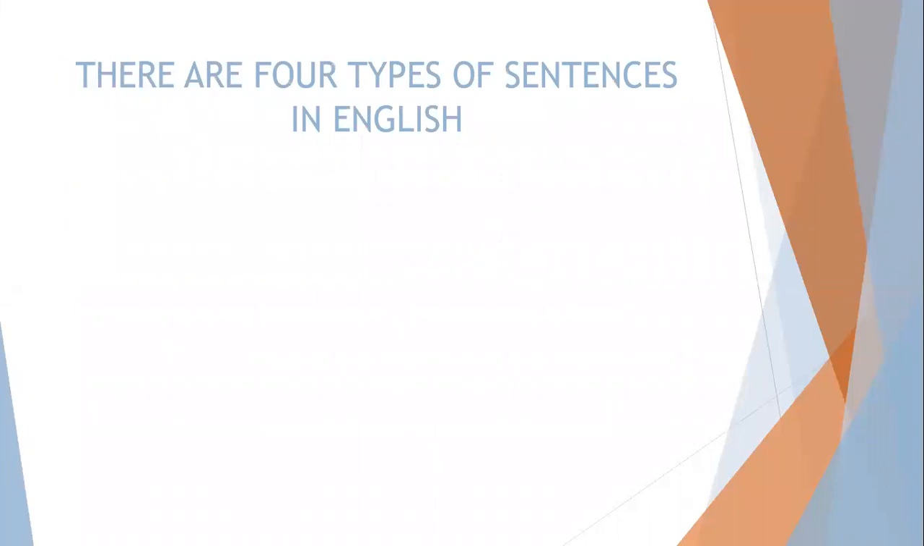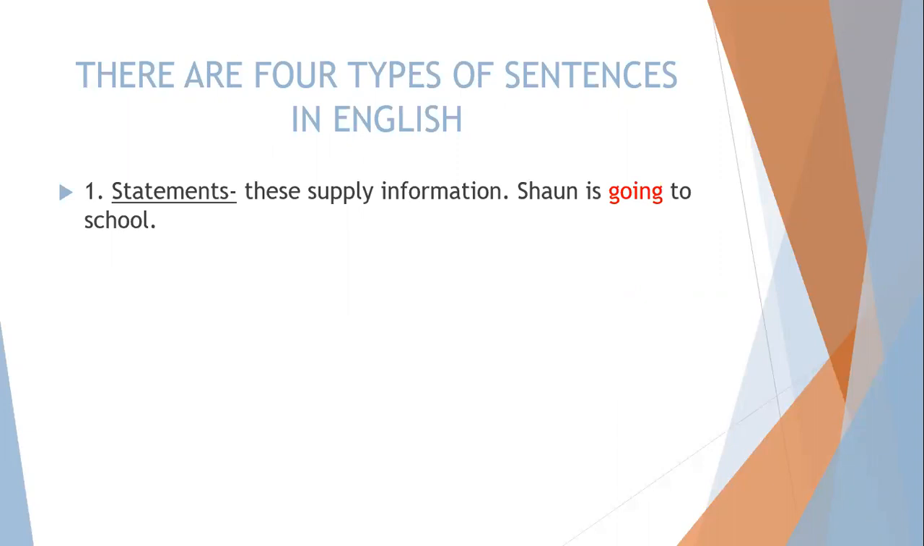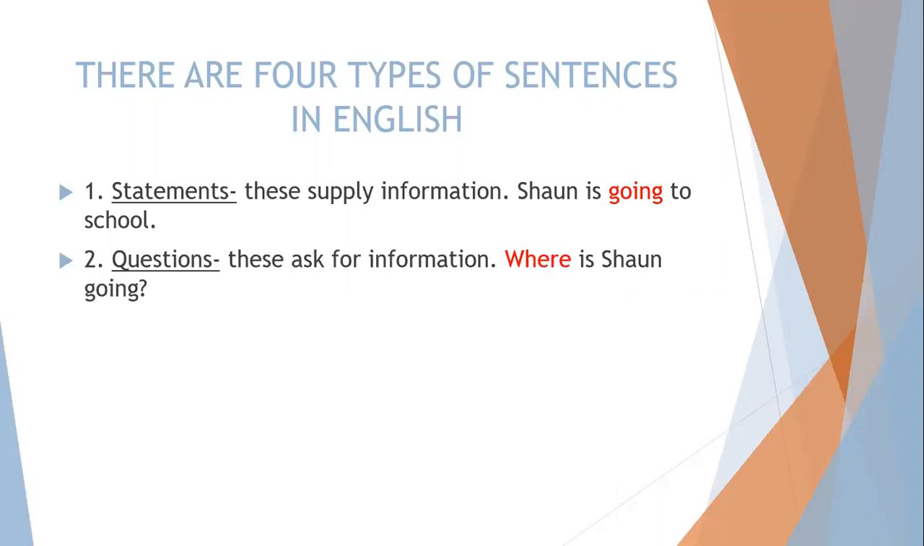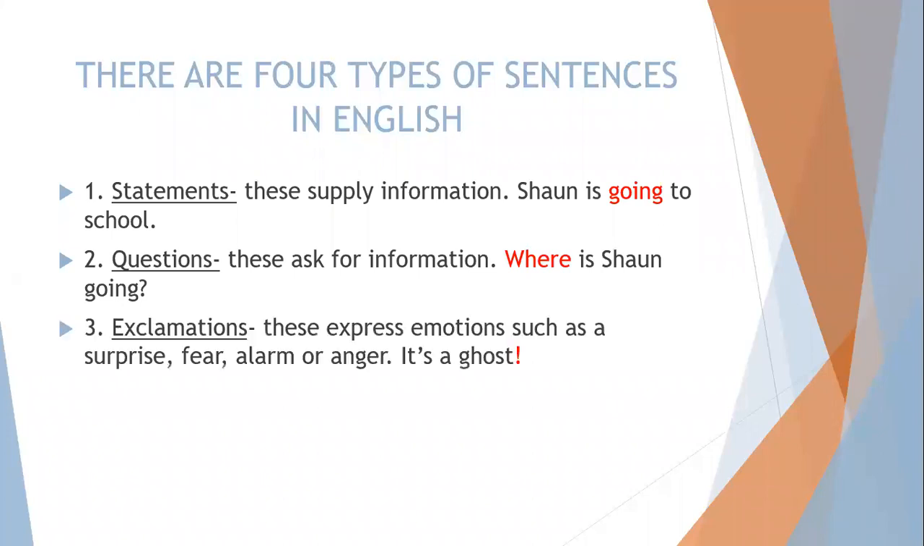There are 4 types of sentences in English that you need to know. First one is a statement. This is the supply of information. For example, Sean is going to school. It's information given to us about what is happening with Sean or where he is going. A question, very easy. This asks for information. So where is Sean going?